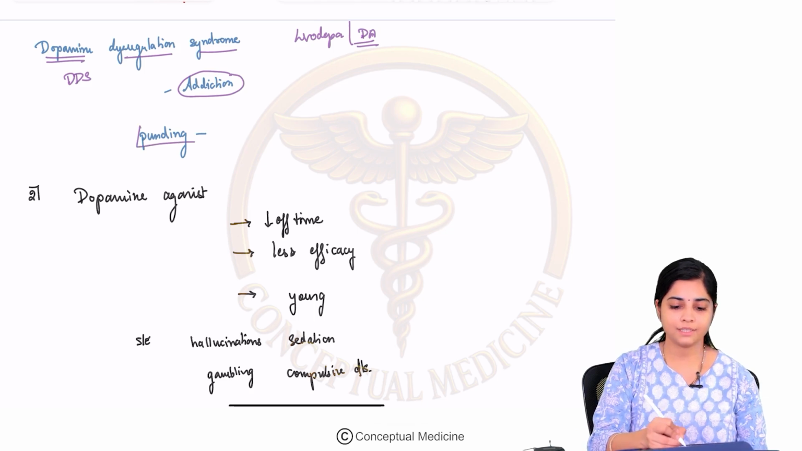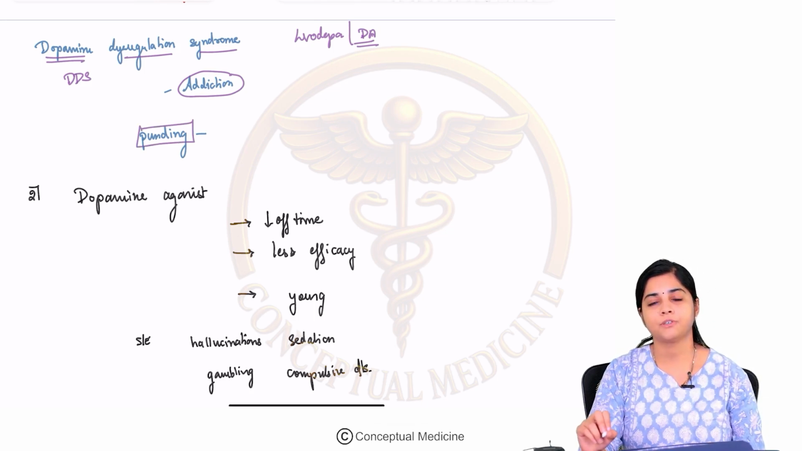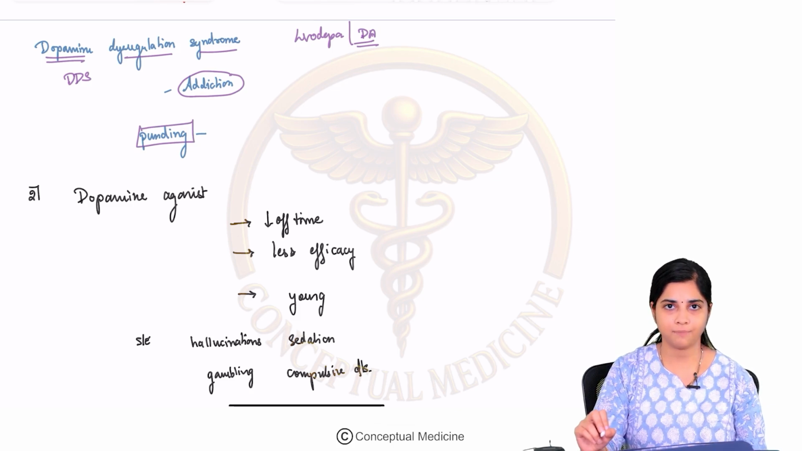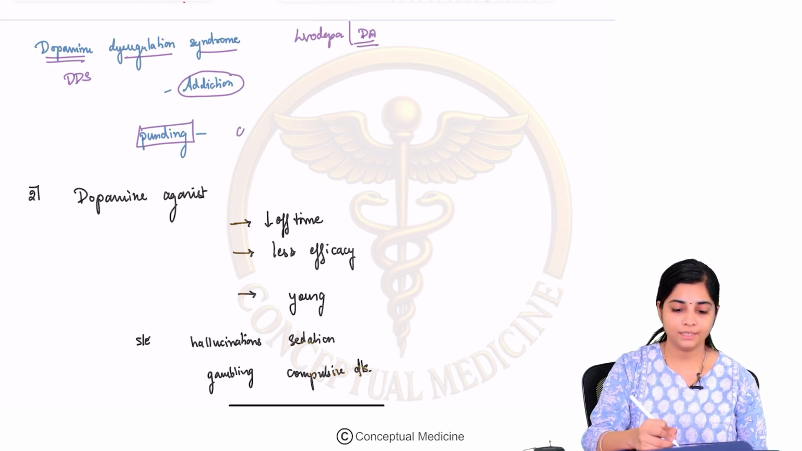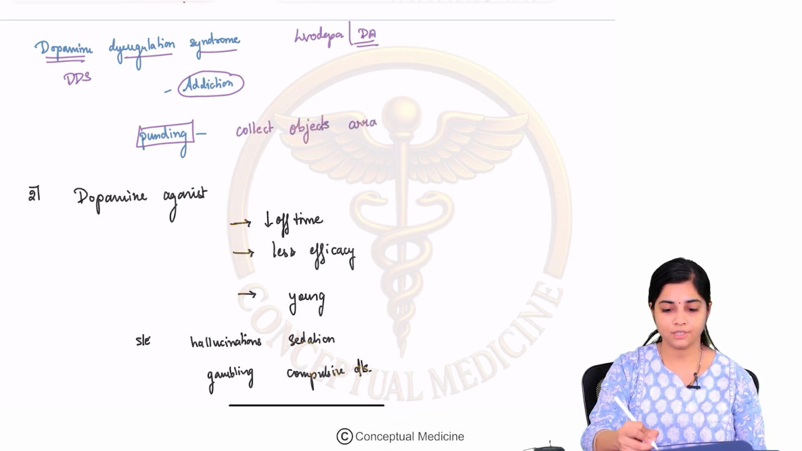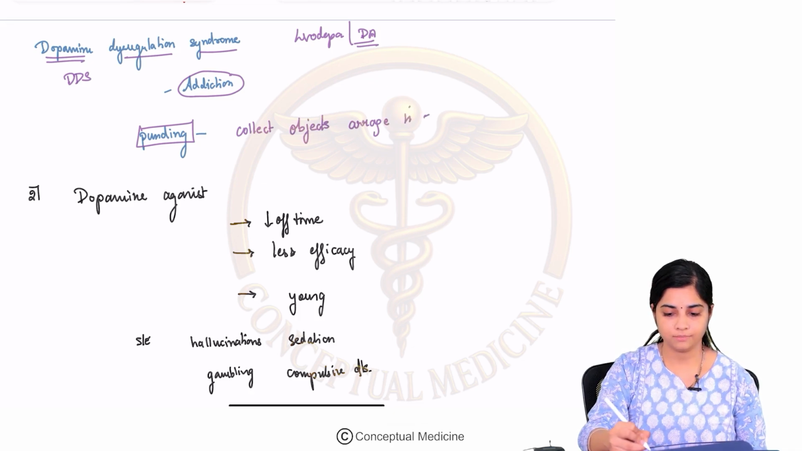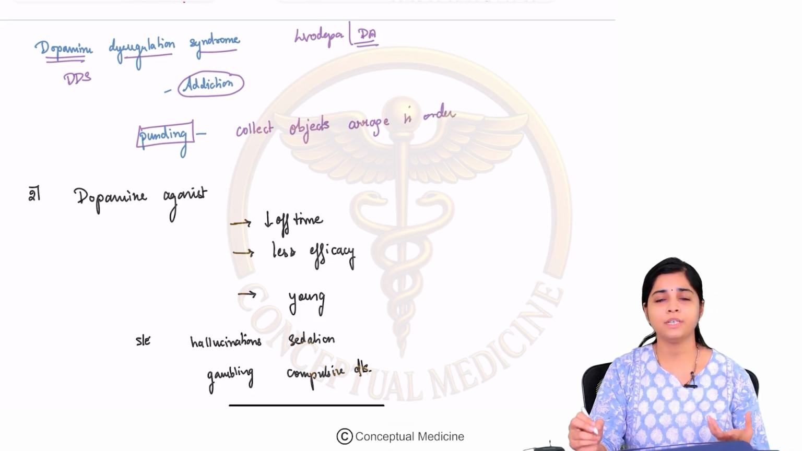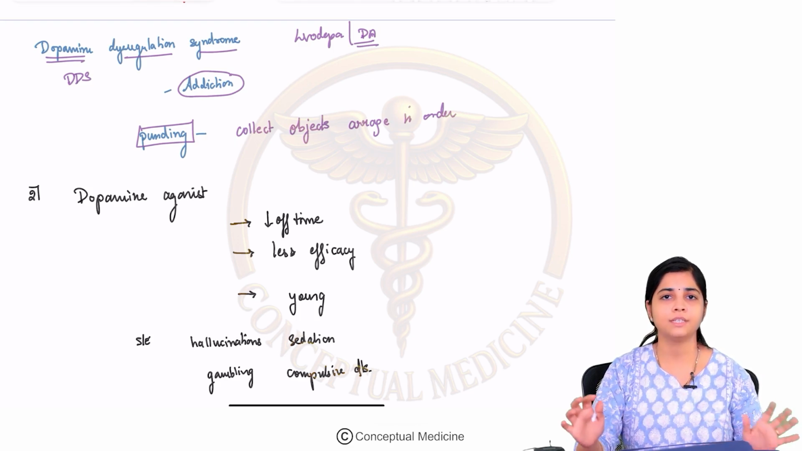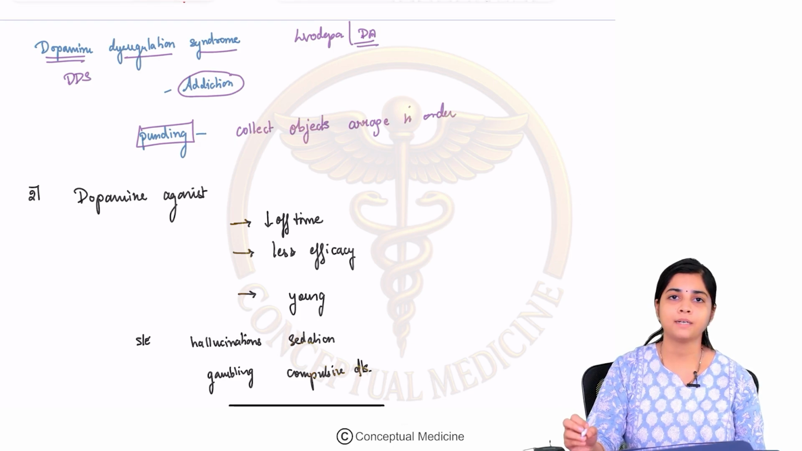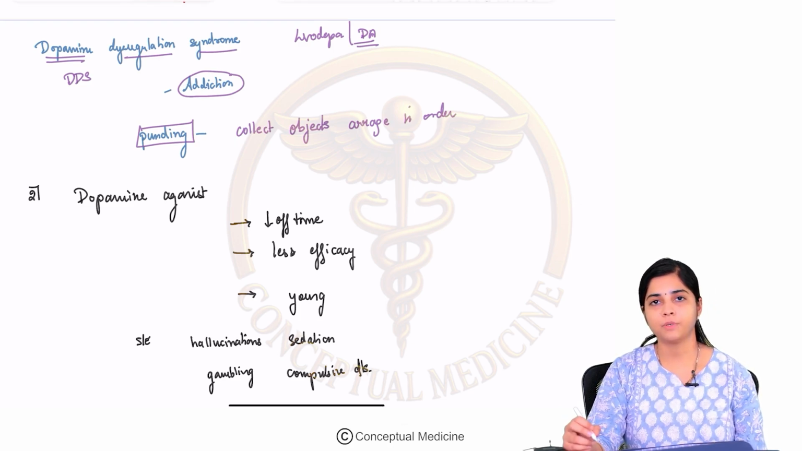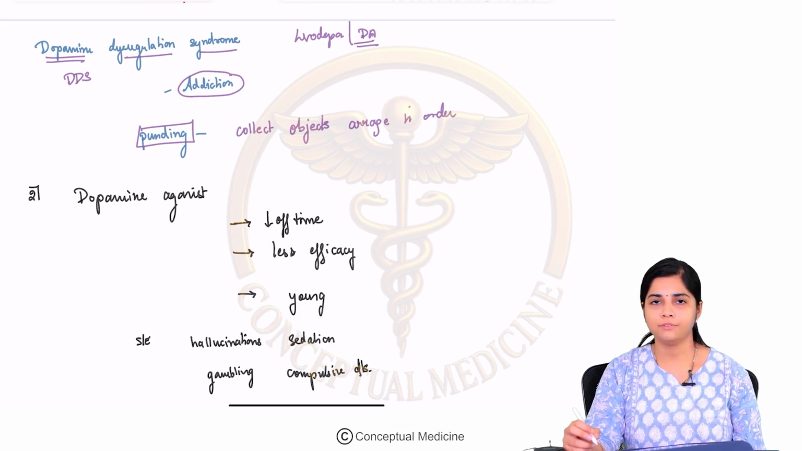And a characteristic feature of this dopamine dysregulation syndrome is something called punding, where they tend to collect objects. They tend to collect objects and they arrange them in order. Right? So there is no reason why they do so. They tend to collect the objects, try to arrange. This is what we call punding behavior, which is seen in dopamine dysregulation syndrome. Alright, fine. So this is about your levodopa therapy.